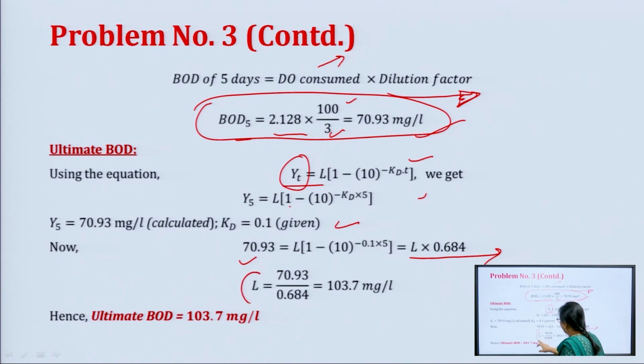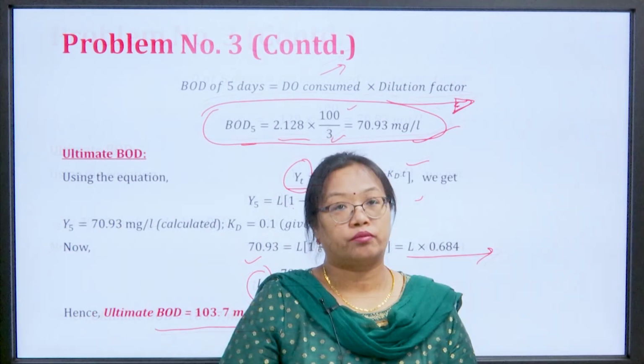This L is the ultimate BOD, that is, the organic matter which is present. So, L equal to 70.93 divided by 0.684, which works out to be 103.7 milligram per liter. Hence, the ultimate BOD is 103.7 milligram per liter.